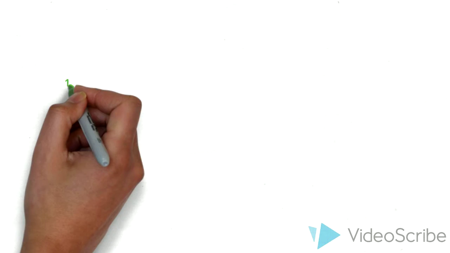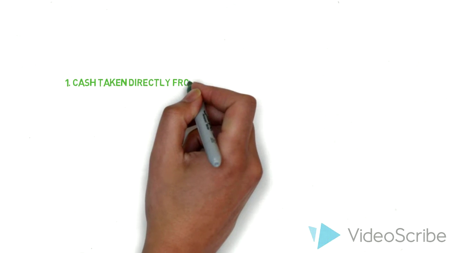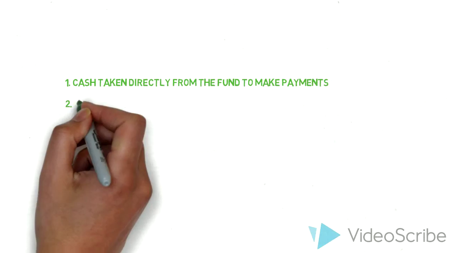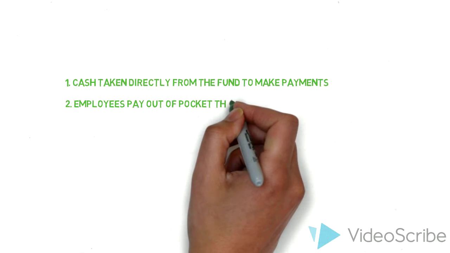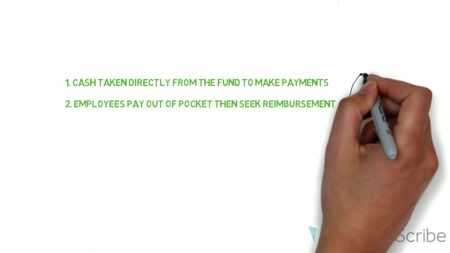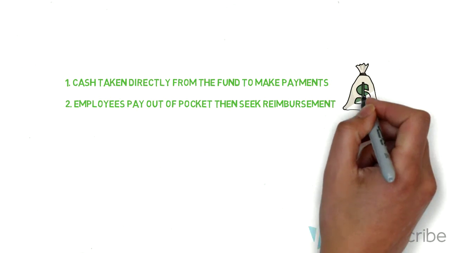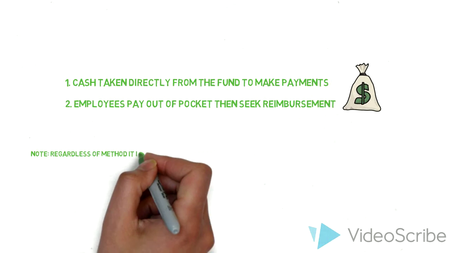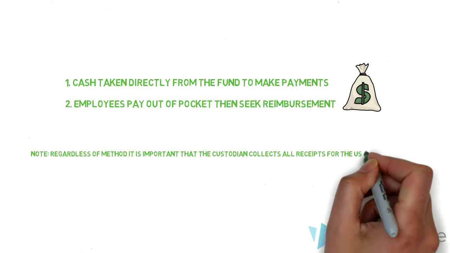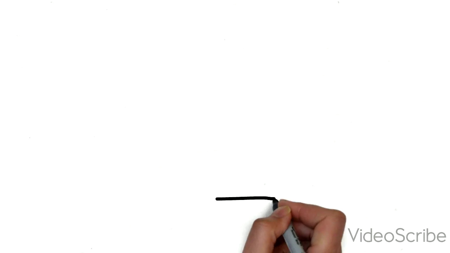Next, let's look at making payments from the fund. There are two ways in making payments. Firstly, cash can be directly taken from the fund to make payments, or employees pay out of pocket, then seek reimbursement from the fund. It is important to note that regardless of the method, the custodian should collect all receipts for the use of any cash from the fund.